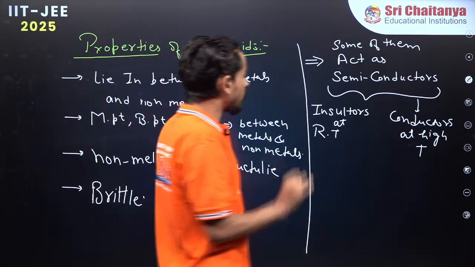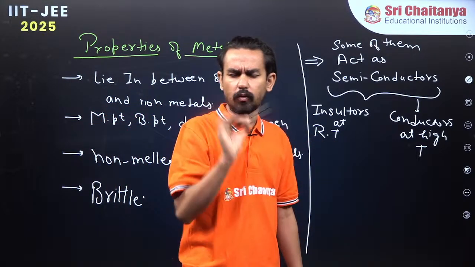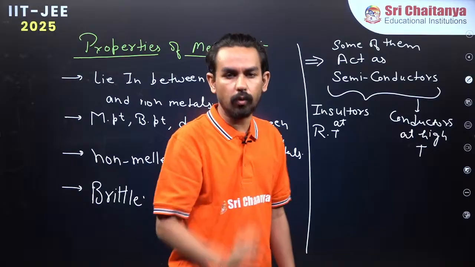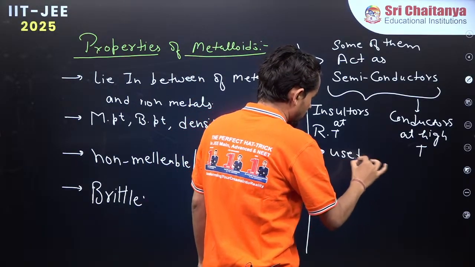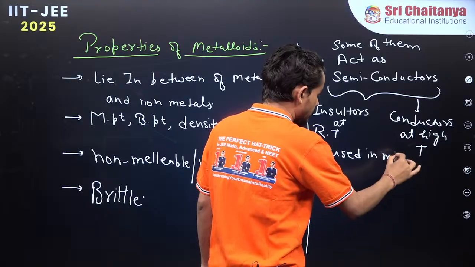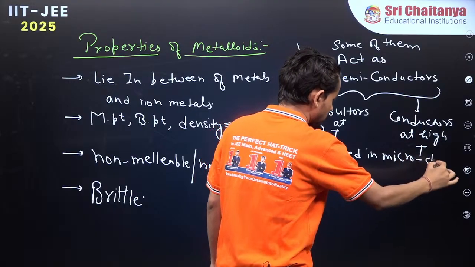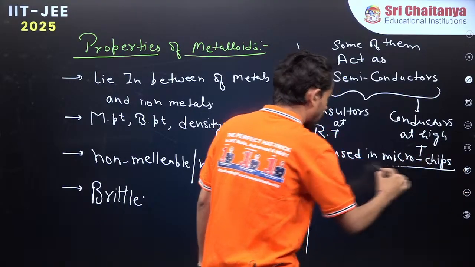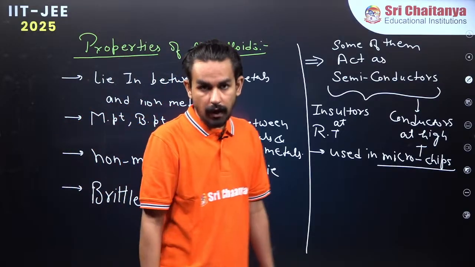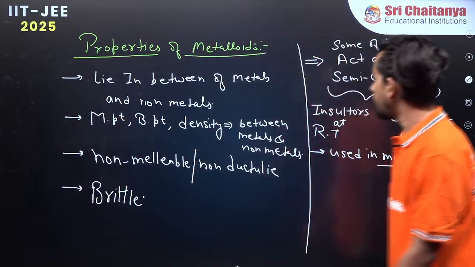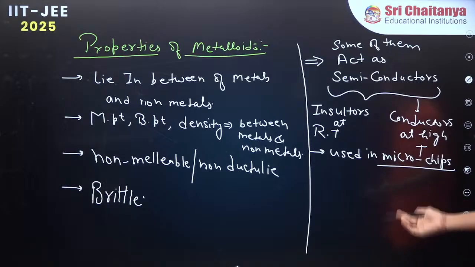One more thing, their current supply is so slow and so less and so controlled that these kind of things are used in microchips. And you know what is microchip? Microchips are all about computers, processors, CPUs, everything that is digital is made up of microchips only. That's why these are very, very important things.